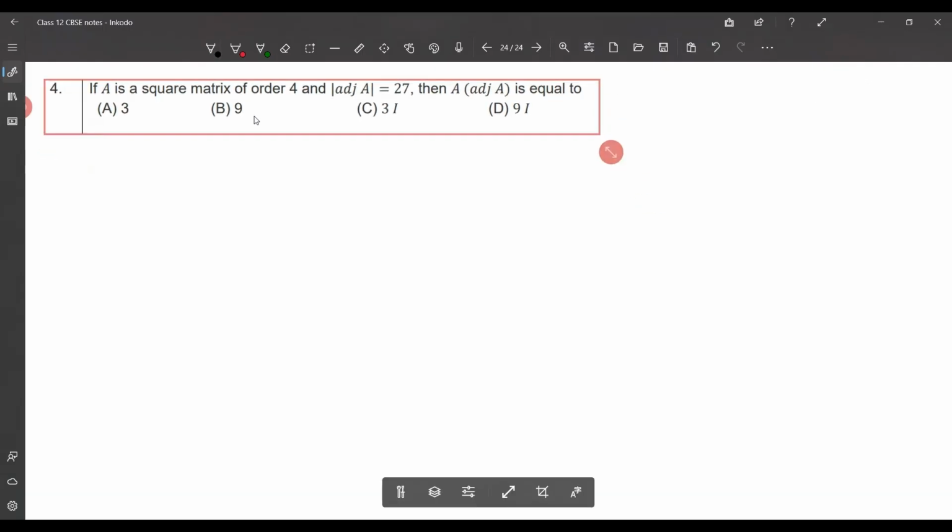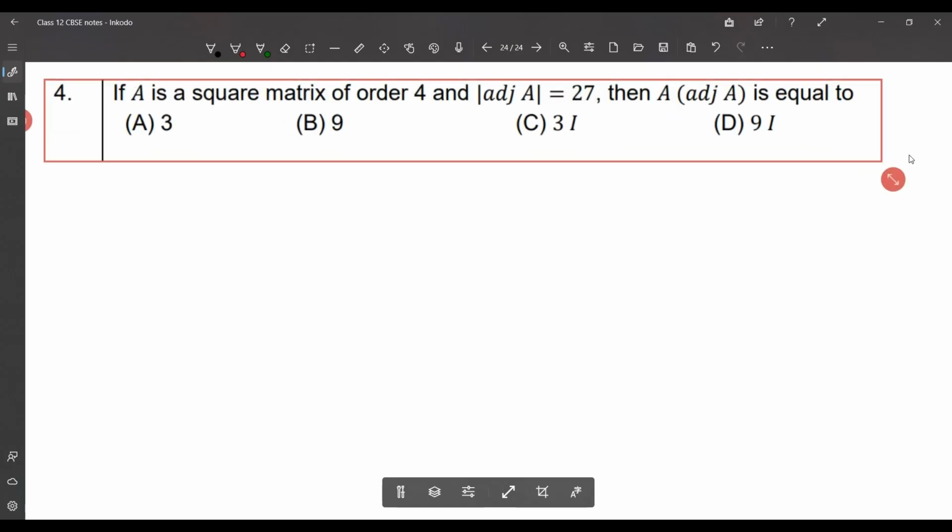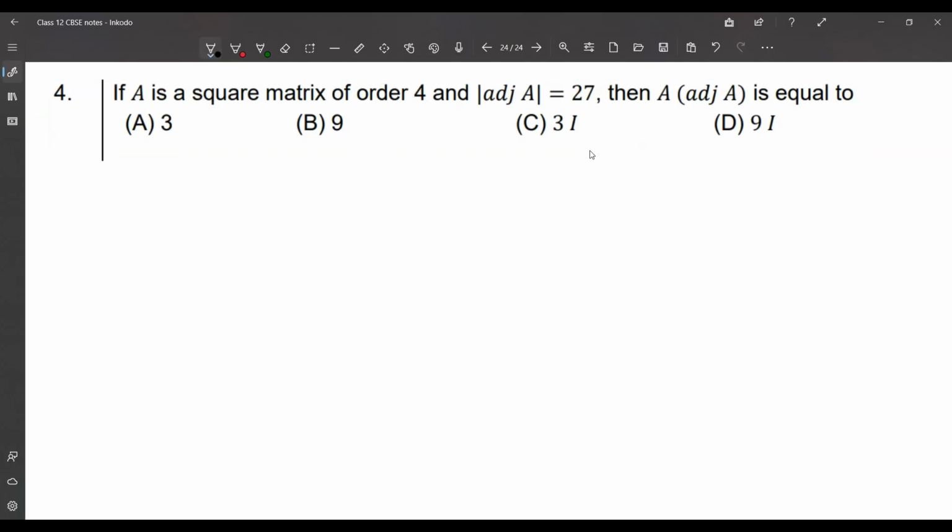If A is a square matrix of order 4 and determinant of adjoint of A is 27, then find A into adjoint of A. So we need to know a couple of formulas to solve this question. A into adjoint of A is given by determinant of A into I, and for determinant of adjoint of A, there is a formula: determinant of A, the whole raised to the power of n minus 1. Here n is equal to 4.